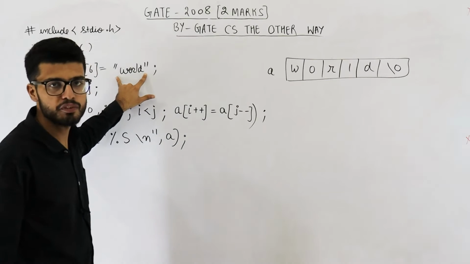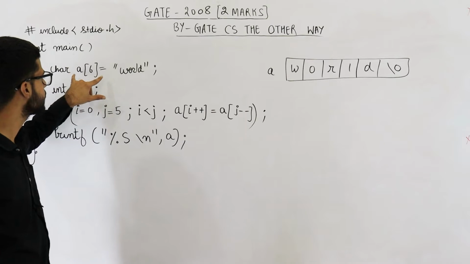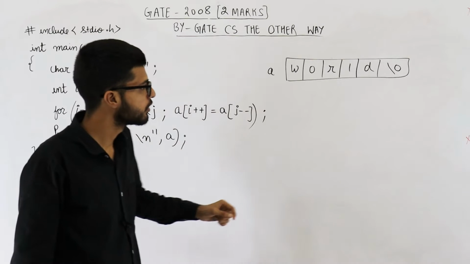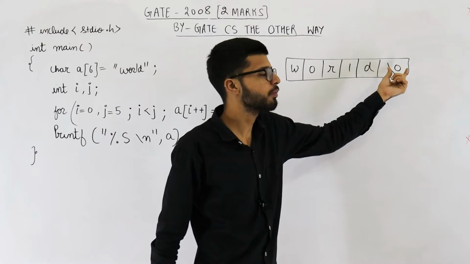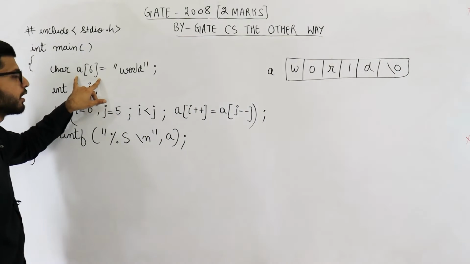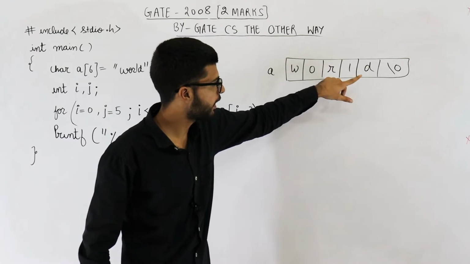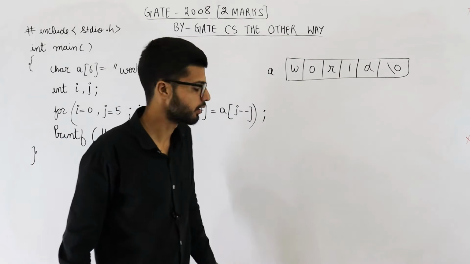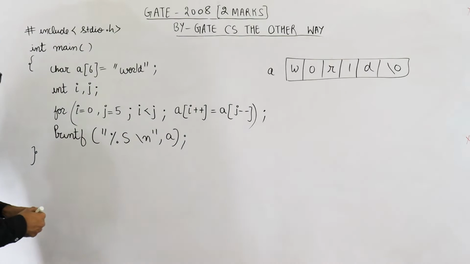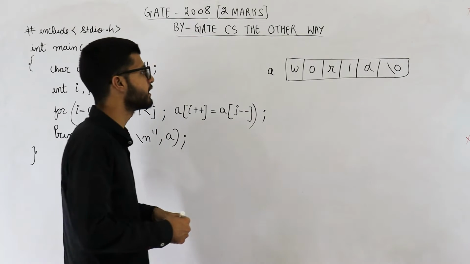So here you have only 5 characters and there are 6 elements in the array. So last element will automatically become null. Had you declared this array with 10 elements, then after writing "world", rest of the spaces will be null. Okay. Anyways, now in next line, you are trying to declare 2 variables that are of integer type.